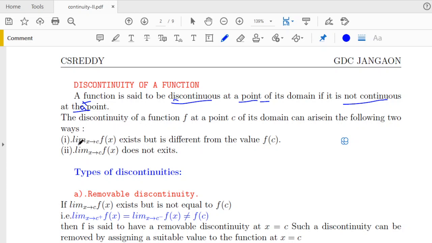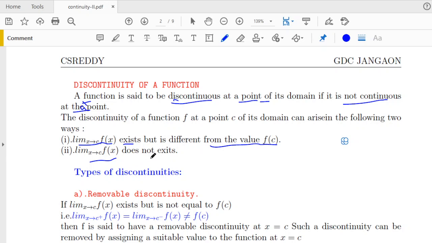Number one: the limit as x goes to c of f(x) exists, but it is different from the value f(c). That means the function value is different from the limit value. In that case, the given function is said to be discontinuous at that point. Number two: the limit does not exist. If the limit does not exist, then it is called a discontinuity at that point.